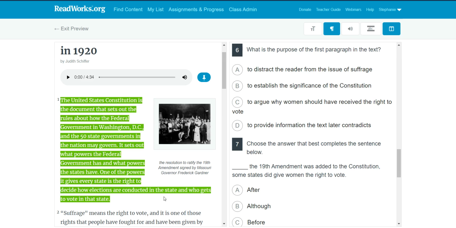One of the powers it gives every state is the right to decide how elections are conducted in the state and who gets to vote in that state.